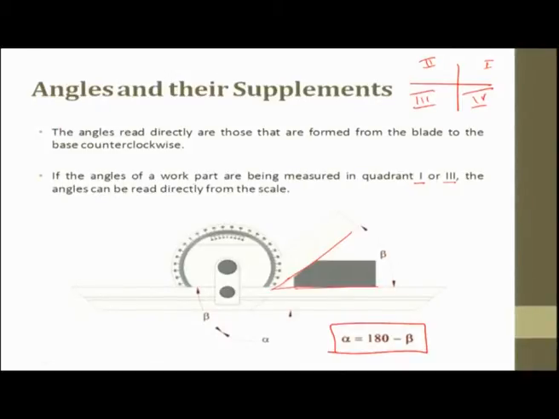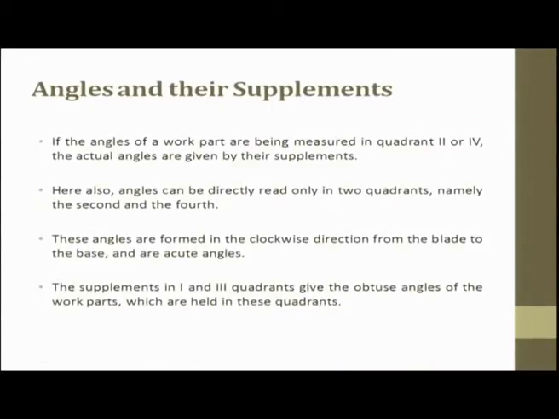If the angle of a work part is being measured in quadrant 1 or 3, the angle can be read directly from the scale. If the angle of the work part is being measured in quadrant 2 or 4, the actual angle is given by its supplement. Here also the angle can be directly read only in 2 quadrants, namely second and fourth. Okay. These angles are formed in clockwise direction from the blade to the base and the acute angle. The supplement in quadrants 1 and 3 must be an obtuse angle for the work part.